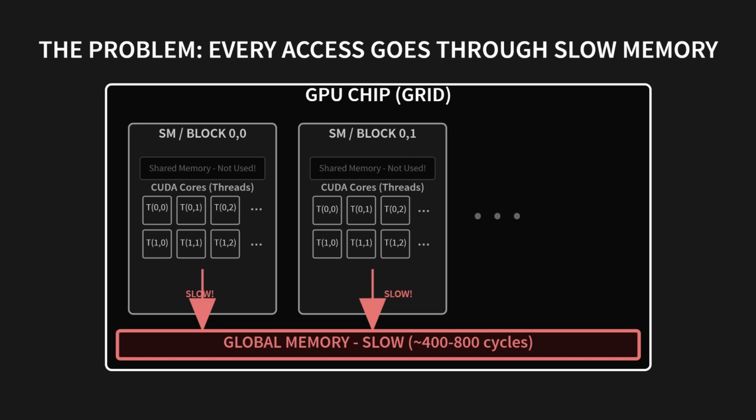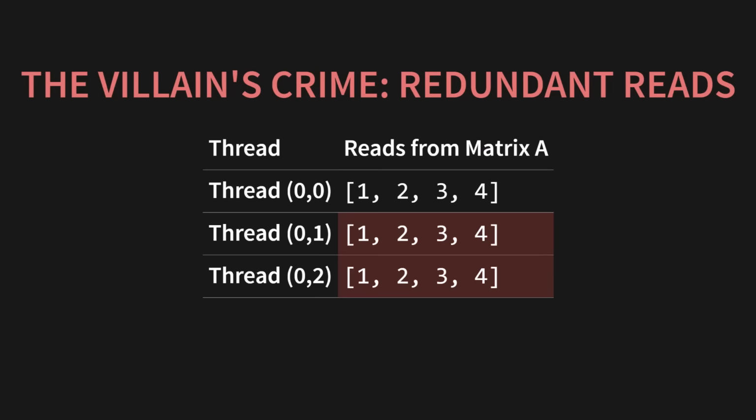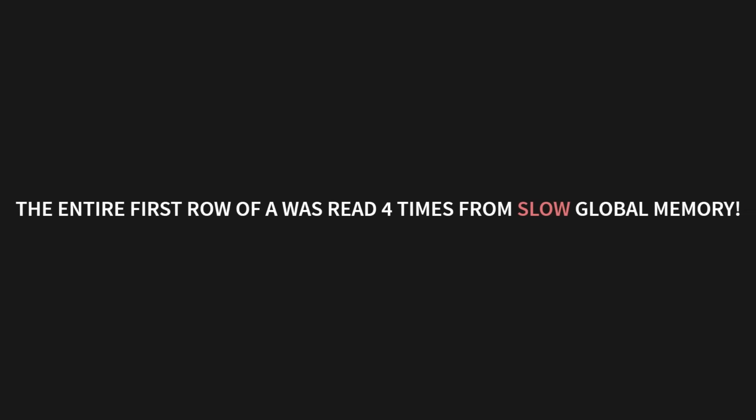Let's look at the villain's crime directly. Here's a table of the reads. Thread 0,0 reads the first row of A, the values 1, 2, 3, 4. Thread 0,1 reads the first row of A, the values 1, 2, 3, 4. Thread 0,2 also reads 1, 2, 3, 4, and thread 0,3 reads the exact same data. The entire first row of A was read 4 times from slow global memory.